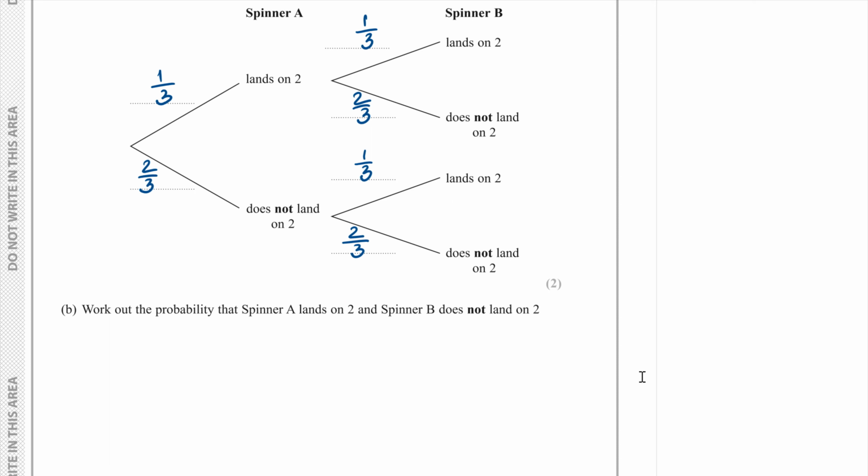Part B. Work out the probability that spinner A lands on 2 and spinner B does not land on 2. As we go along the branches, we times the probabilities. Looking at the branches, the probability that spinner A lands on 2 is 1/3, times the probability that spinner B does not land on 2, which is 2 out of 3. This results in 2 out of 9.